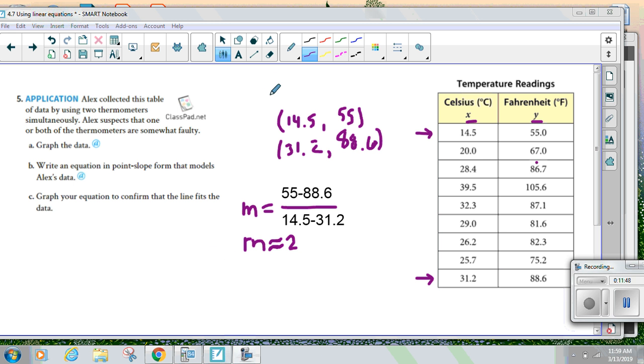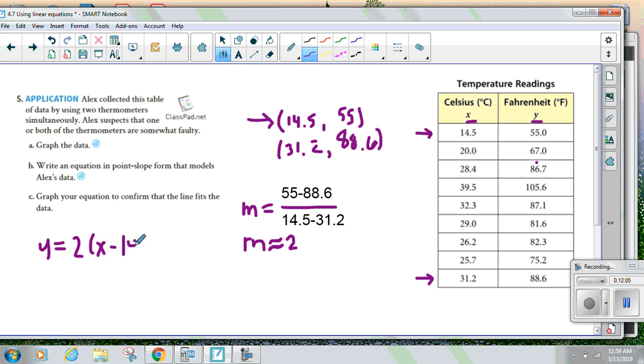So I'm going to take my slope and I'm going to choose one of these points. Let's just choose the top one. And I'm going to write this in point slope form. Right? So y equals m, which is 2, times x minus x sub 1. I'm going to choose the top point, so x sub 1 is 14.5, plus y sub 1, and in my top point, my y sub 1 is 55. So here's my equation in point slope form.